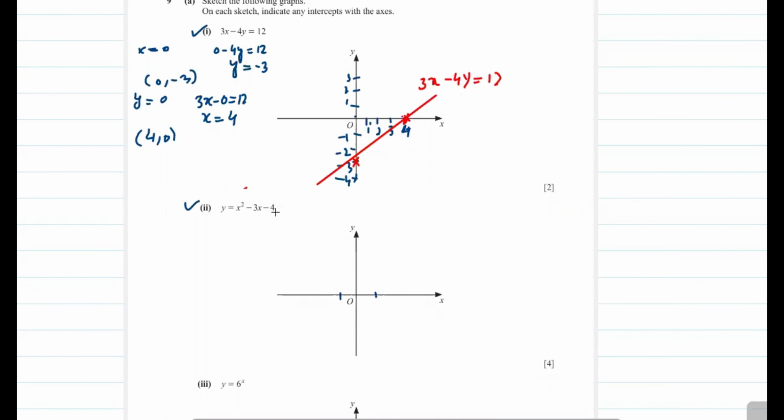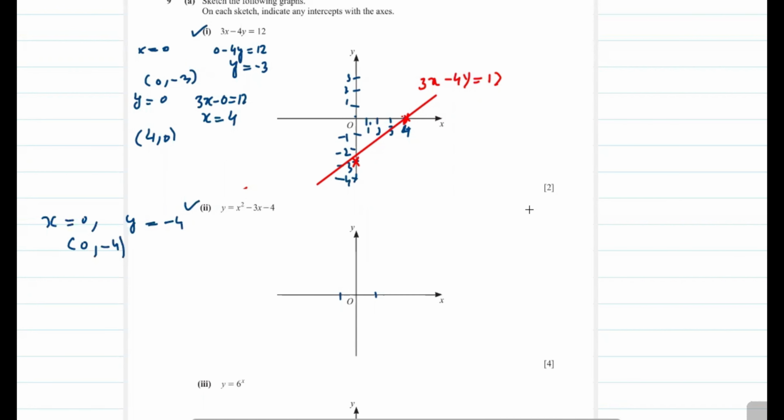This is the quadratic equation. Therefore, to draw the quadratic graph, we take some values. So firstly, we take x equal to 0. Now, when we take x equal to 0, the y will be equal to 0 minus 0 minus 4. That is 0, minus 4, and this is the point on the quadratic graph.